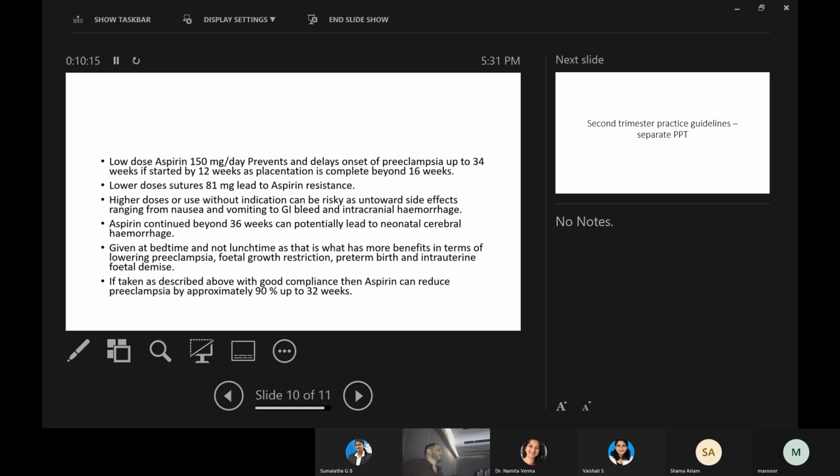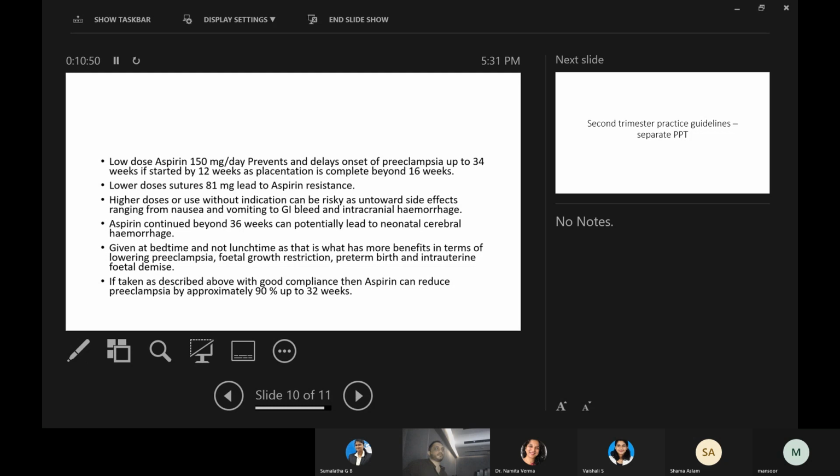Any woman who is having more than 1 in 100 risk, we start low dose aspirin of 150 milligram per day. This prevents and delays the onset of preeclampsia up to 34 weeks if started by 12 weeks, as placentation is complete beyond 16 weeks. So after 16 weeks, if you are starting this, it will not have the same effect. It will have very less effect, negligible effect. So the ideal time is 12 weeks. So we have to assess the risk at the 12-week scan.